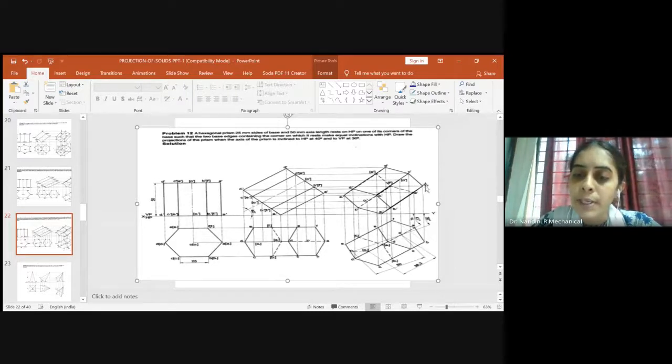The locus of B is meeting B dash at this point, so this is our B dash. The locus of F is meeting F dash at this point, so this is our F dash. The locus of E is meeting E dash at this point, so this is our E dash. The locus of D is meeting D dash at this point, so this is our D dash. And the locus of C is meeting C dash at this point, so this is our C dash.